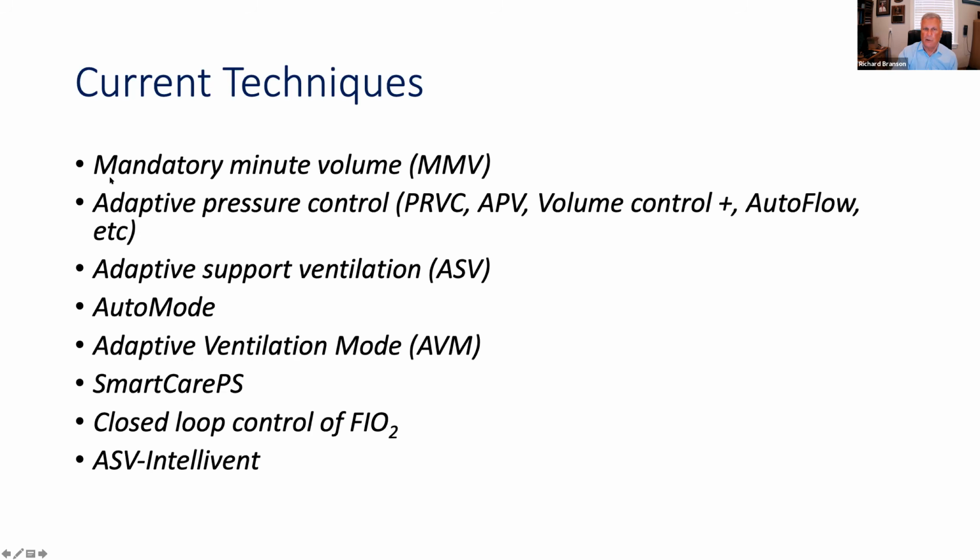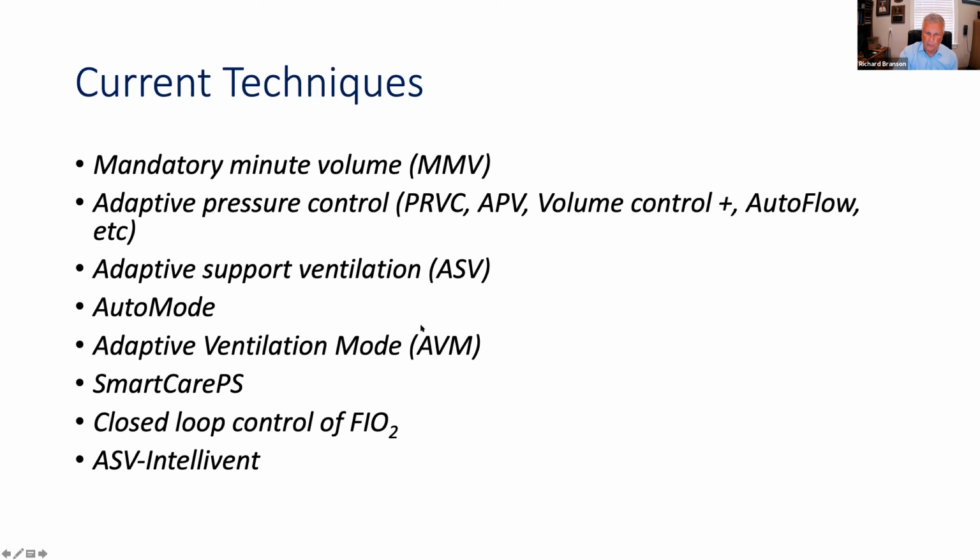MMV was invented before there was such a thing as a microprocessor. It was a completely mechanical system. Adaptive pressure control is another type of closed loop ventilation, which would include PRVC, APV, volume control, whatever your ventilator calls it. We have adaptive support ventilation, which has been around a long time now. Auto mode has been around a long time now.